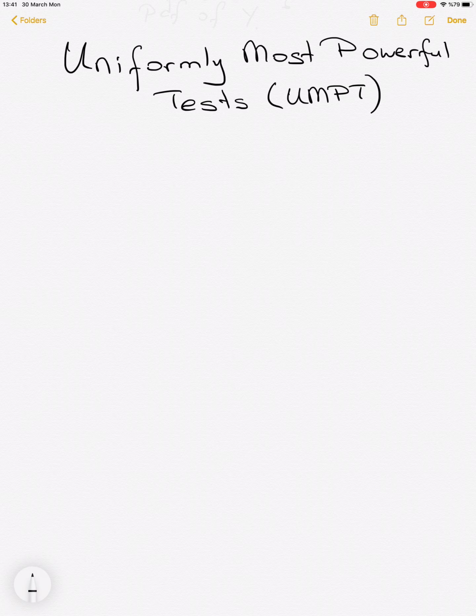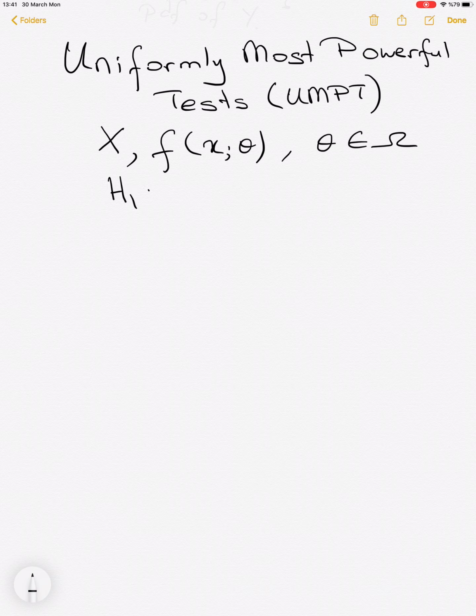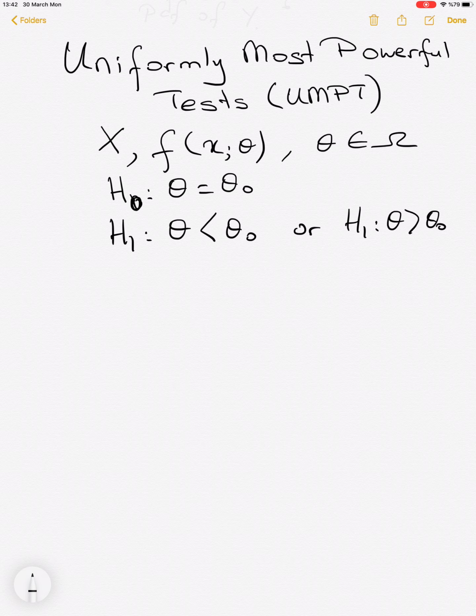Okay, so in this case, we have a random variable X where the PDF is known and theta is in the parameter space, and here we assume that our alternative hypothesis is of the composite hypothesis type. So let's say the null hypothesis is theta equals theta 0, versus the alternative where theta is less than theta 0, or we can define our alternative hypothesis as theta greater than theta 0. Okay, so we have a composite hypothesis. So we have infinitely many values of theta which are less than theta 0 or greater than theta 0 in the alternative hypothesis actually.